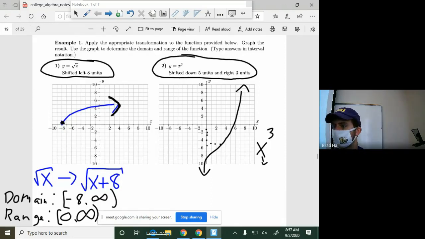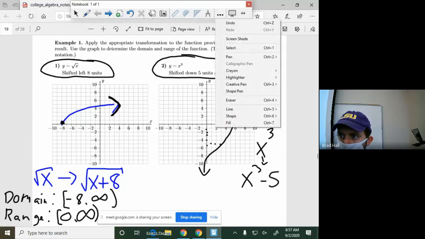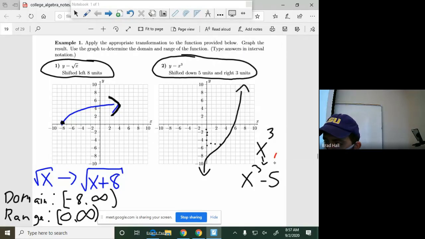Well, to shift down 5 units, going up and down, that means we have to add or subtract to the function directly. That one's normally easier. So that's to go down 5 units alone. But we're not done, because of course we have to go to the right 3.